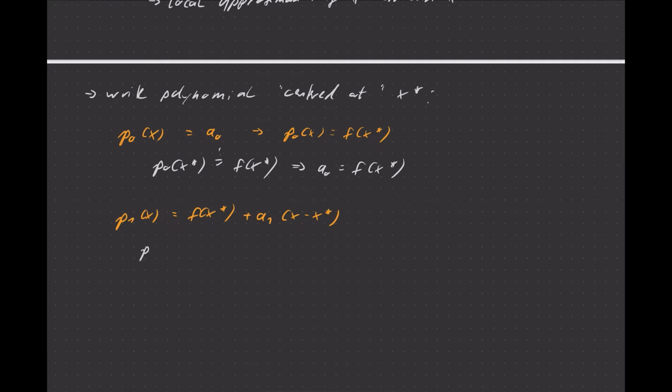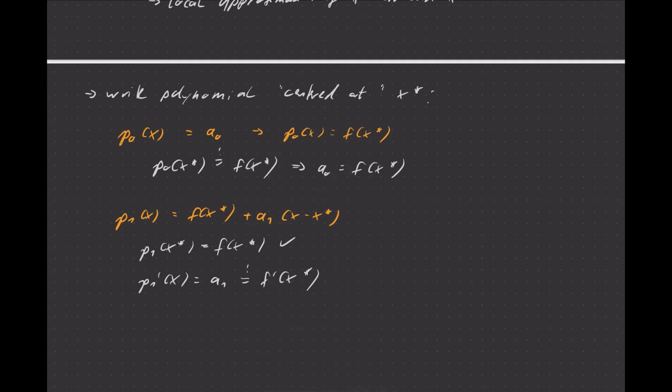So we know already that p1 of x star is equal to f of x star. That's fine. Now for the first derivative, let's compute that. That first derivative is simply a1, and we want that to be equal to f prime at x star.